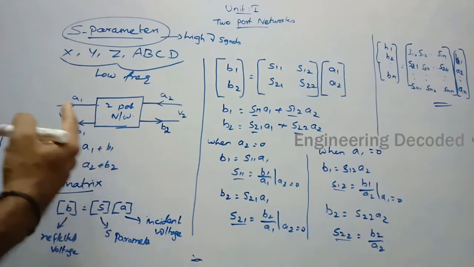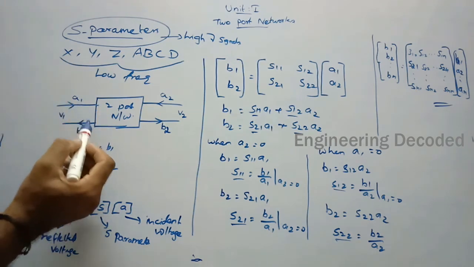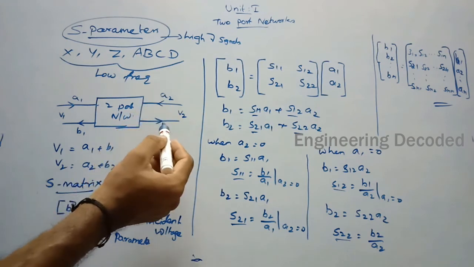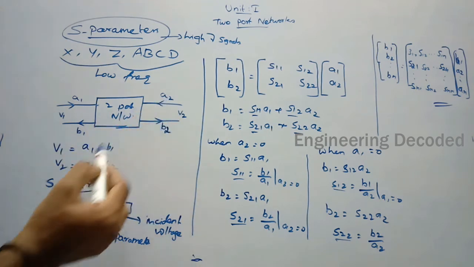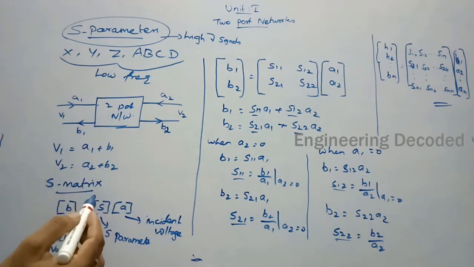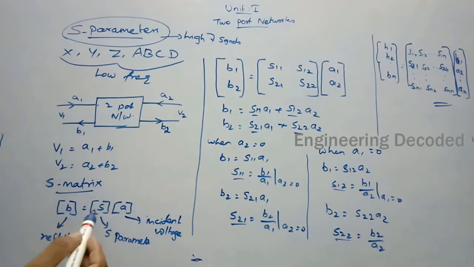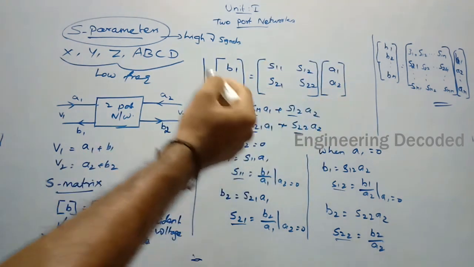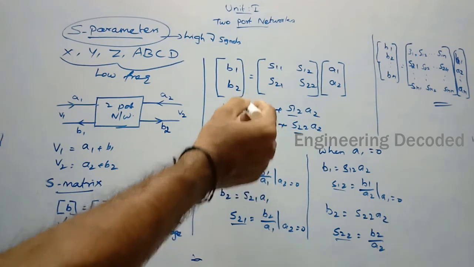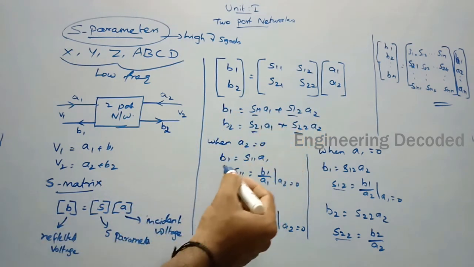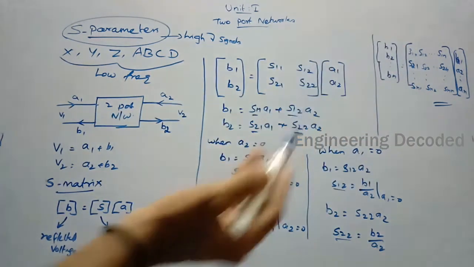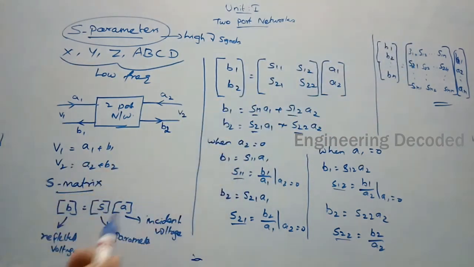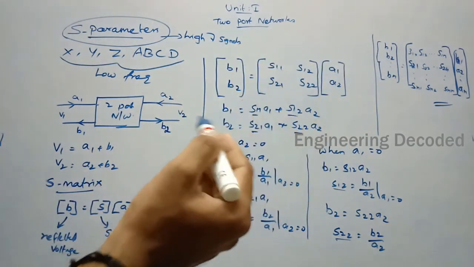So we have a two-port network. A1 is the incident wave and B1 is the reflected wave. A2 is the incident wave and B2 is the reflected wave. So the total voltage V1 is equal to A1 plus B1 and V2 is equal to A2 plus B2. The S matrix can be generally represented as B equal to S into A, where B is the reflected voltage, A is the incident voltage and S is the S parameters. We can do matrix multiplication and get two equations. By simplifying these equations, we can find out S11, S12, S21 and S22. In general, for n number of ports, we can write the S parameters like this and find out the various S parameters.